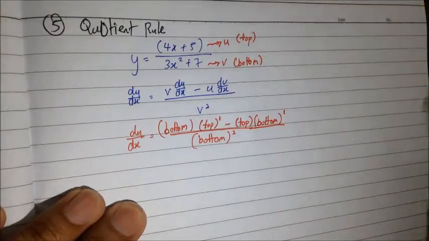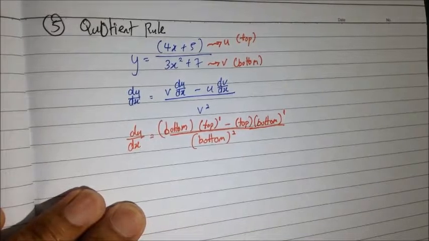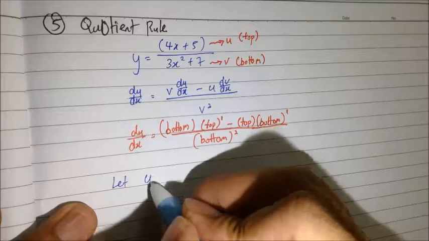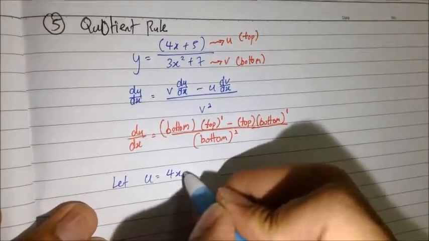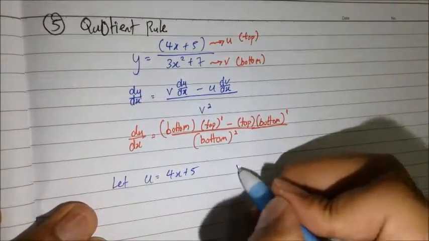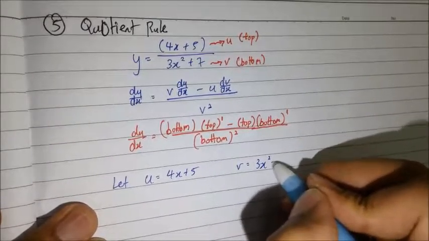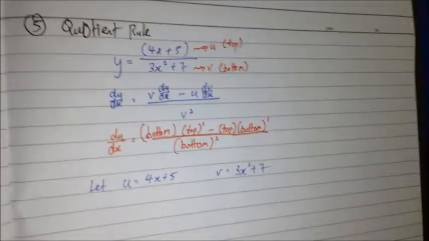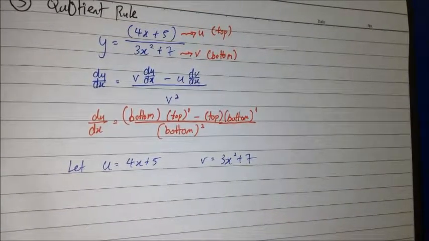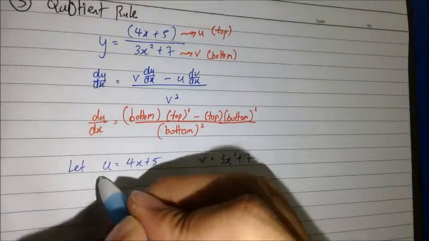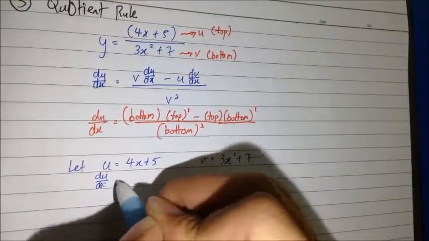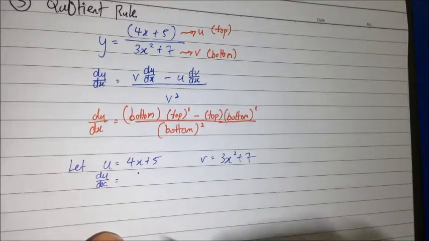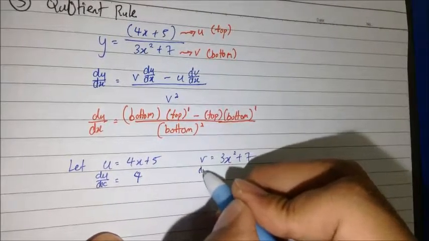Let's start. I like to do it part by part. The top cannot be the bottom, so no choice, I let u be 4x plus 5 and v be 3x squared plus 7. Next I want to differentiate individually. du/dx equals what? Very simple, right? Just 4. What about dv/dx?